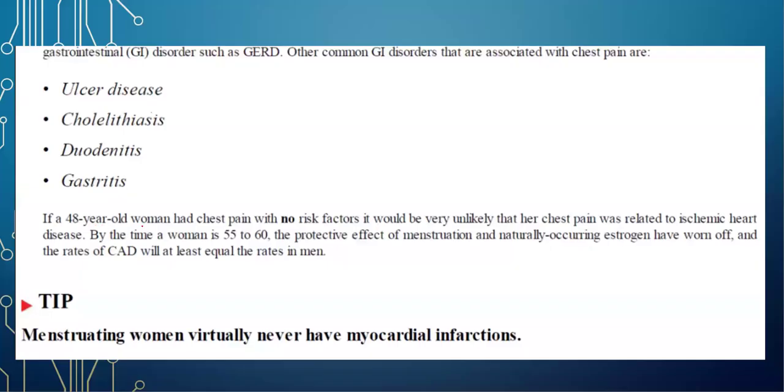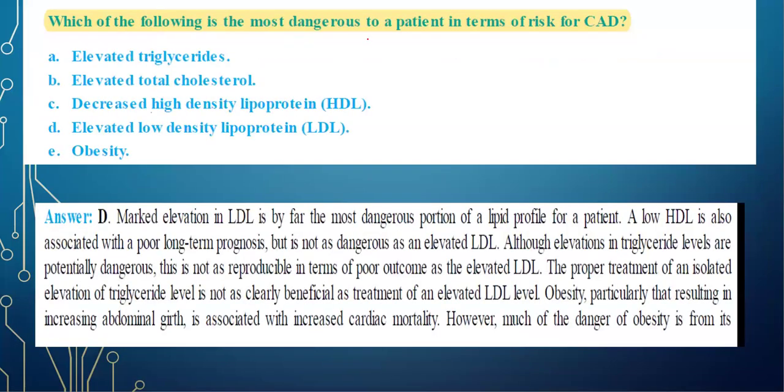So you can see it's written in here, if a 48-year-old woman had chest pain with no risk factor, it would be very unlikely that her chest pain was related to ischemic heart disease. Menstruating women virtually never have myocardial infarction, because the estrogen protects. The next question: which of the following is the most dangerous to a patient in terms of coronary artery disease risk factor? Elevated triglyceride, elevated total cholesterol, decreased HDL, or elevated LDL. We know that elevated LDL has got the highest risk. Okay.